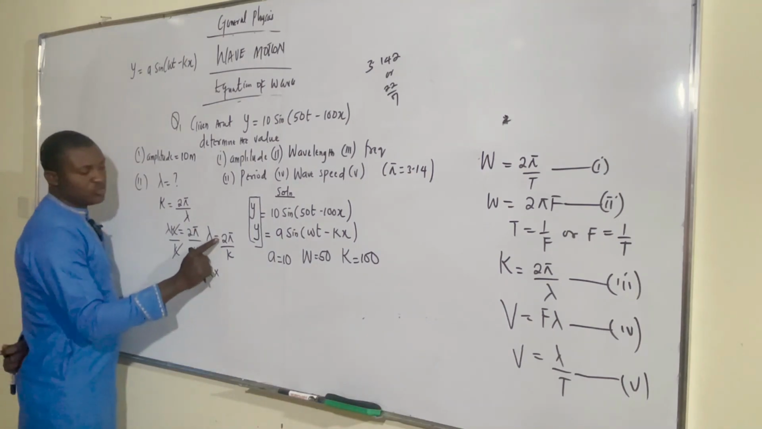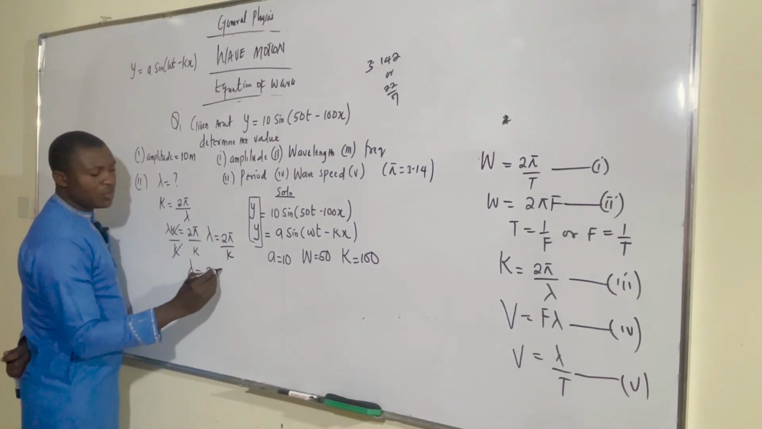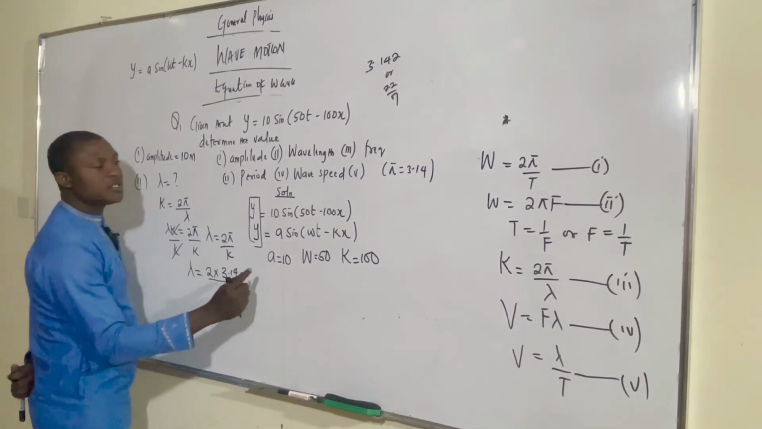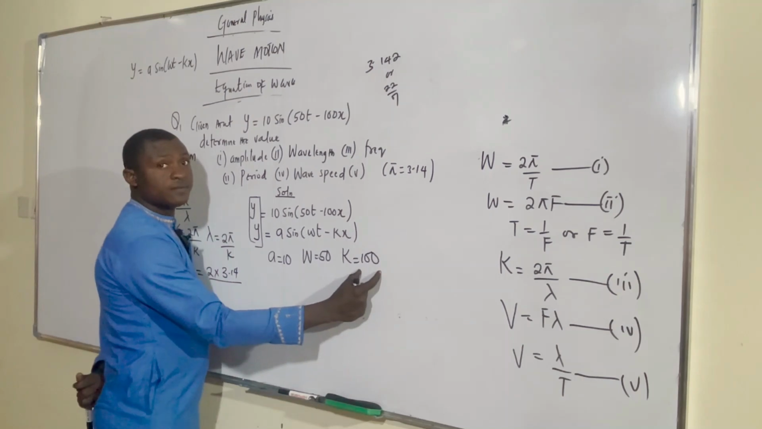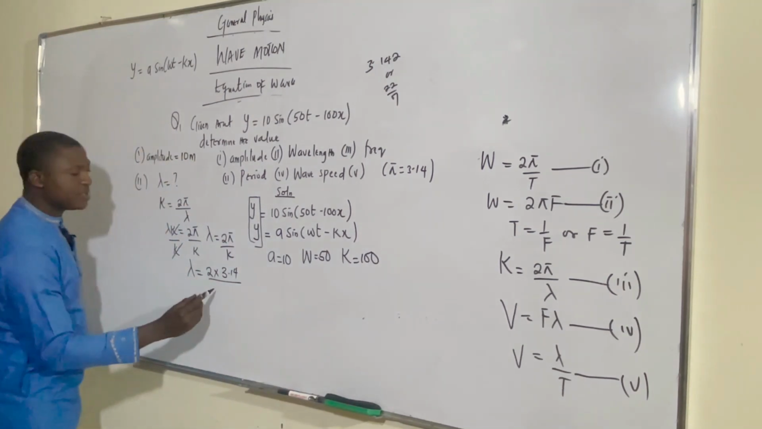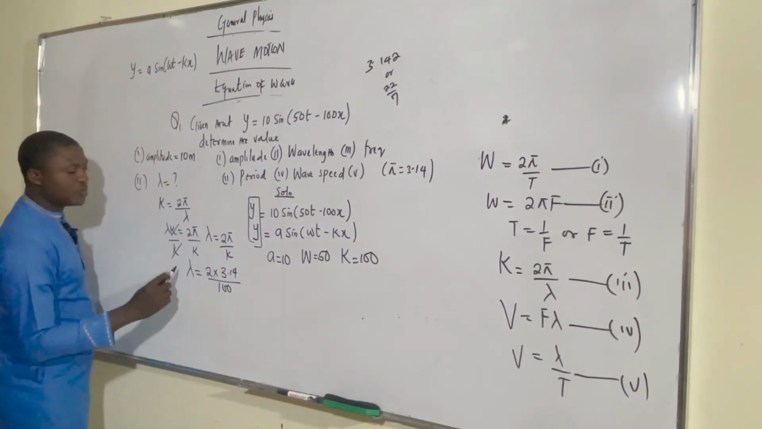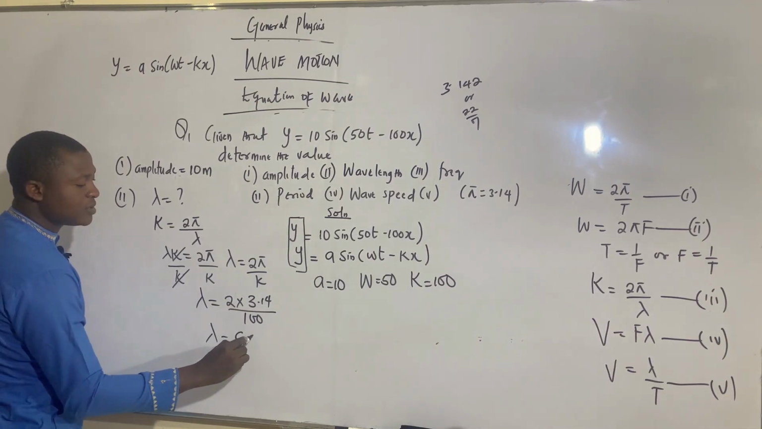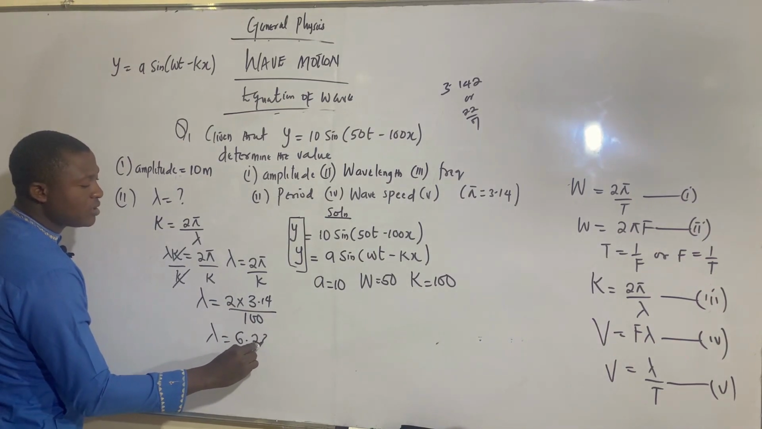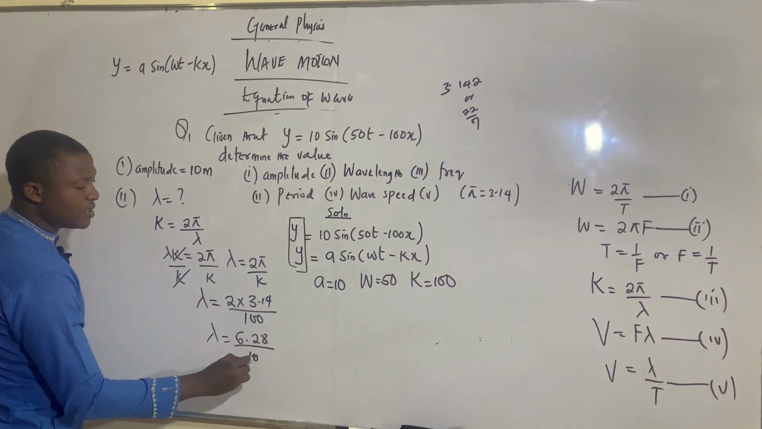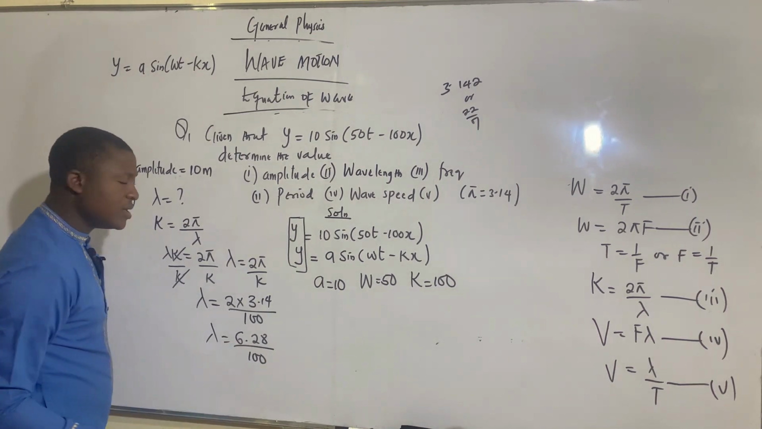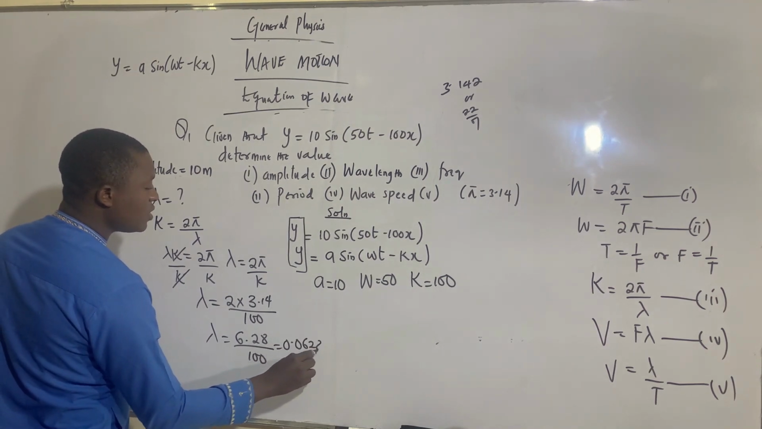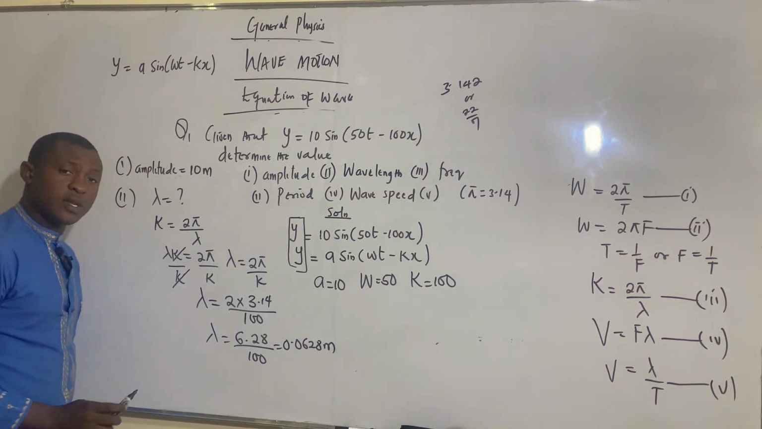You are going to get the same result. So from here we have 2 multiplied by our pi, which is 3.14, divided by, now from the equation you can see what our k is here. Yeah, good. Our k is 100. So here we have lambda equal to 2 multiplied by 3.14, which is 6.28, divided by 100. Here we are going to have 0.0628 meter. Get that? So fine.